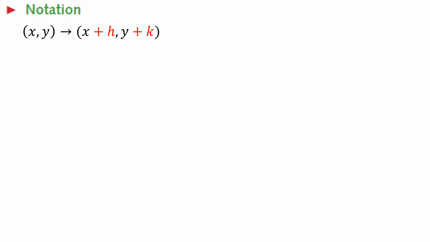Now notice I've color-coded the plus h and plus k, because I would try to get you to understand that what I'm doing here, when I say plus h, I'm actually saying whatever the x-coordinate is, I'm only adding to the x-coordinate. Over here, I'm saying whatever the y-coordinate is, I'm going to add or subtract to the y-coordinates.